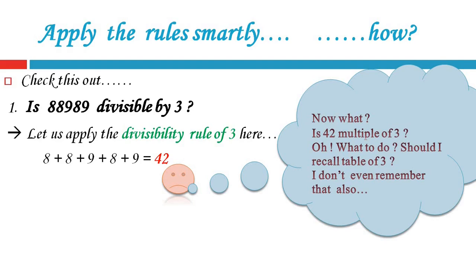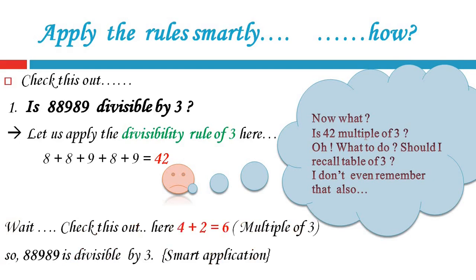Now in this kind of situation, you have to work smartly. And what is that smart work? The result is 42, and here you need to check whether 42 is divisible by 3 or not. So apply the divisibility rule again. Add the digits of 42. 4 plus 2, 6. So here 6 is a multiple of 3.